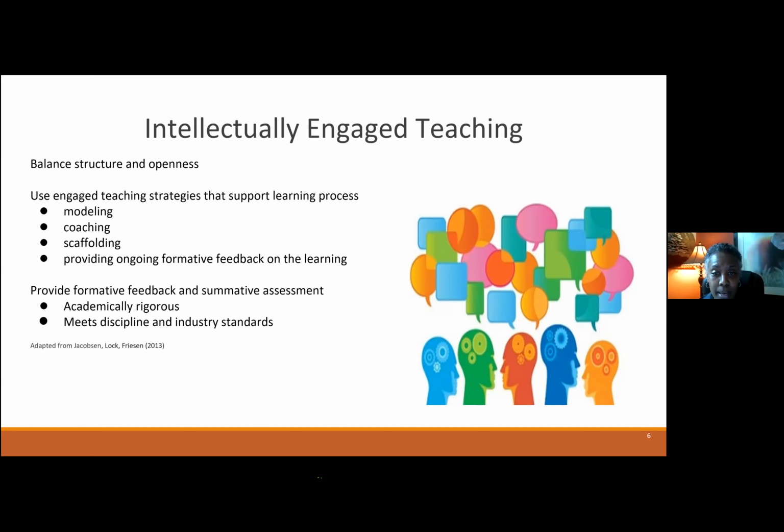Effective formative feedback will support academic rigor and help students meet required standards. Students need guidance from faculty, and they are eager and need to understand what they can do to be successful as they pursue their educational goals. So students need substantive and timely feedback.